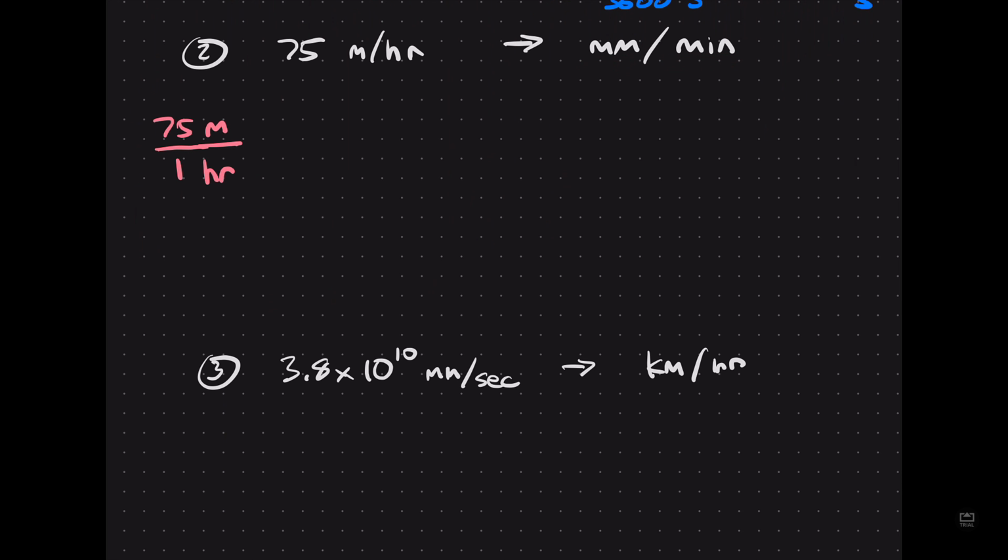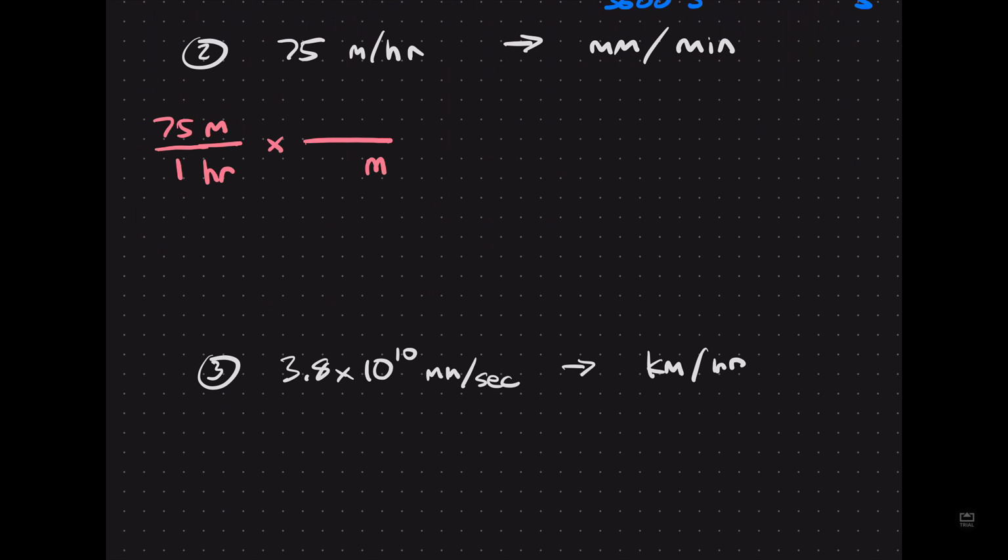So what am I going to do? I'm going to multiply this by, well, you just got to figure out which one do you want to change first, the distance or the time. So let's deal with the distance. Now, right now, the distance on top is in meters. So where am I going to put the meters? On the bottom. And what am I trying to get to? Millimeters. Well, let's just say I don't know how many millimeters are in a meter.